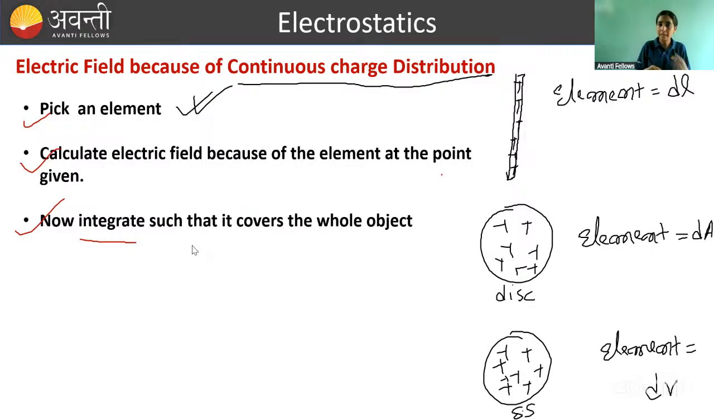So, while integrating, you have to be careful. What carefulness you have to look at? Just make sure you're not adding electric fields of different directions. Make sure you're adding electric fields of the same direction.